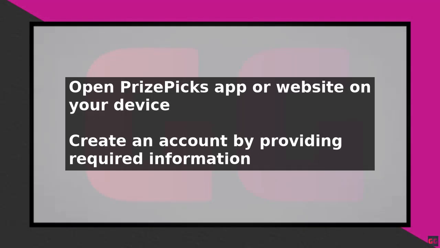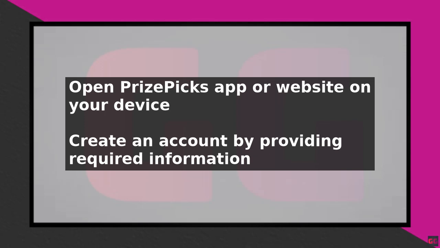To enter a Prizepicks code, start by opening the Prizepicks app or website on your device. If you do not have an account, create one by providing the required information such as your name, email address, and password. Once you have an account, navigate to the Promotions or Rewards section of the platform.